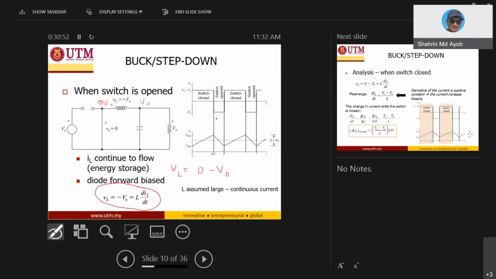So we are only concentrating on this part, when the switch is open. Negative VO. As you can see in your waveform here, VL, during the switch open, your VL is negative VO.